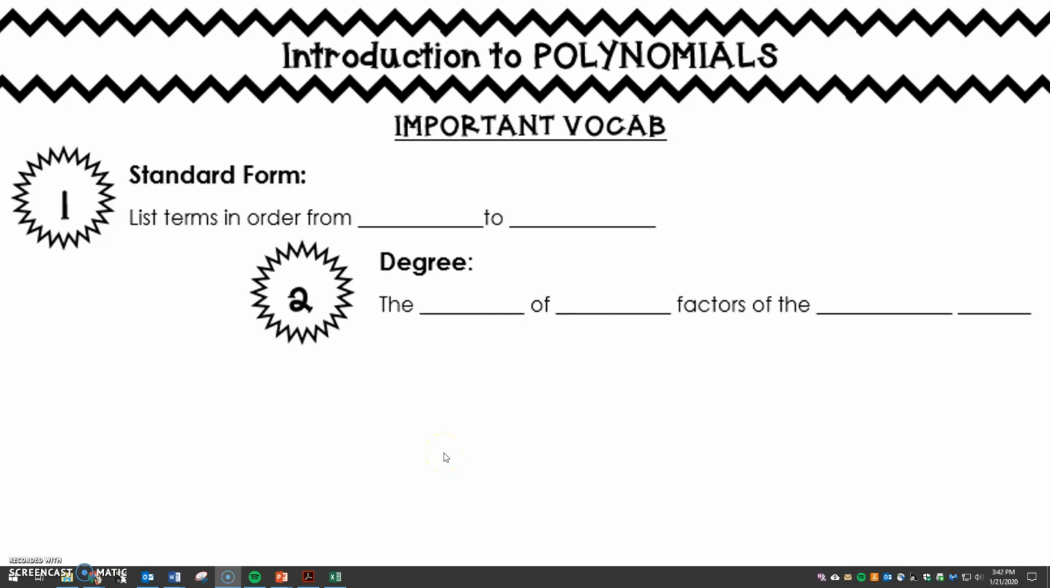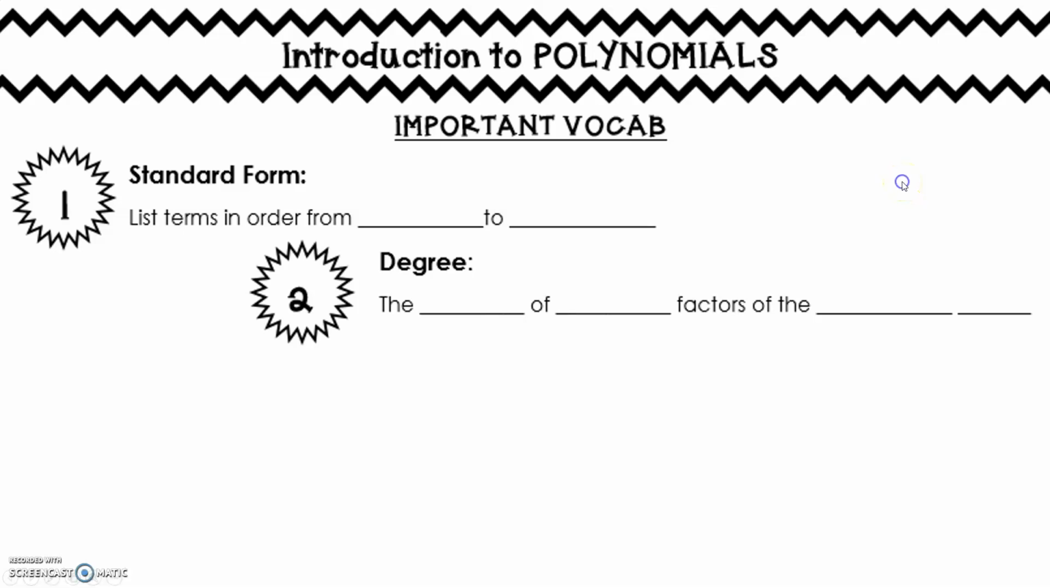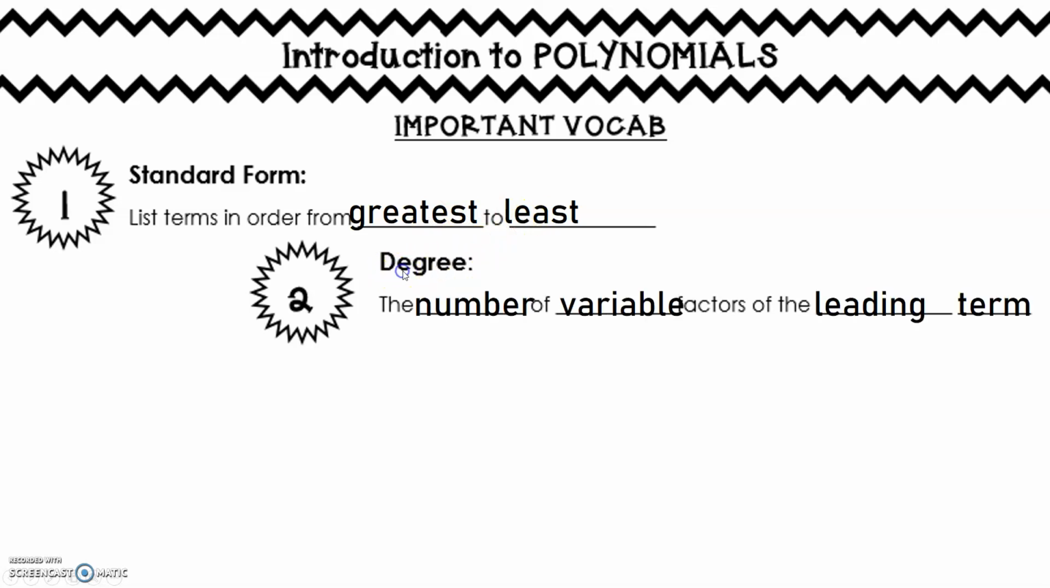Hey everybody, so we're going to be talking about some important vocab and some words that you're going to be hearing as we're talking about polynomials this chapter. Something that's important when we're doing polynomials is you want to try to make sure that it's in standard form. What that means is that you are going to have the terms listed in order from greatest to least, and that's going to be in terms of your degree. So it's greatest to least based upon the degree. Your degree is the number of variable factors of the leading term. Now, right now, that sounds like gibberish to you, but I'm going to show you some examples and we're going to go through it together, so I promise you'll be fine.